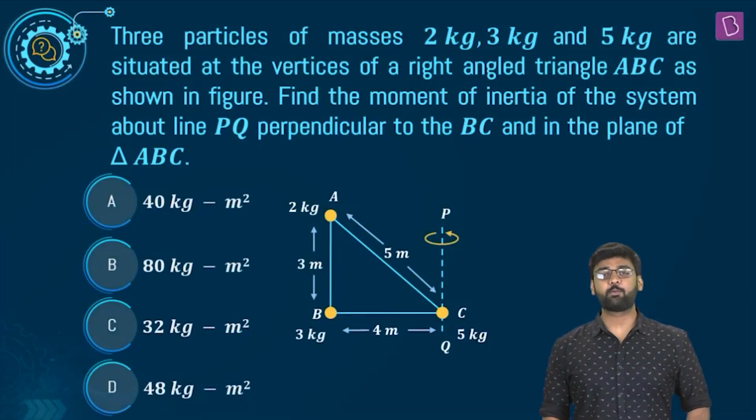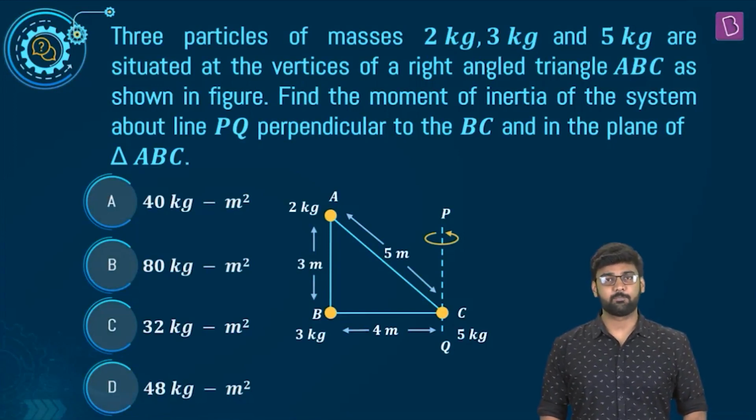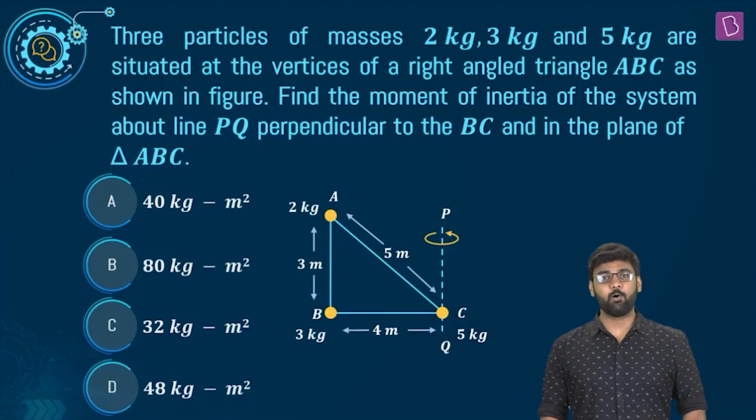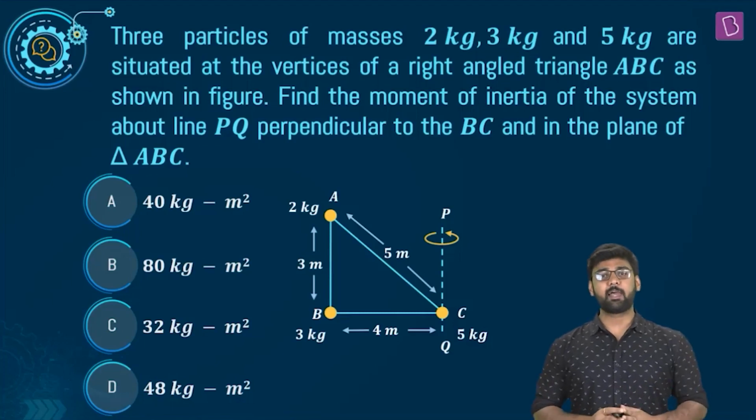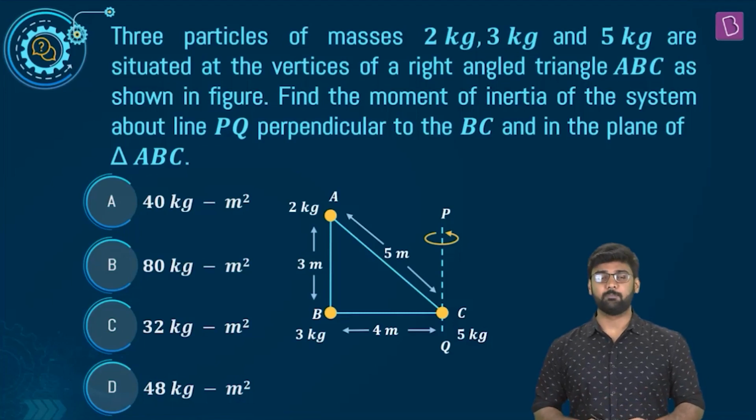In this question, you can see a right angle triangle ABC with sides 3 meters, 4 meters and 5 meters. And on the vertices of this right angle triangle, we have placed 3 point masses of mass 2 kg, 3 kg and 5 kg. And we need to find the moment of inertia of this given system about the axis PQ. And this axis is in the plane of this right angle triangle and perpendicular to the base BC.